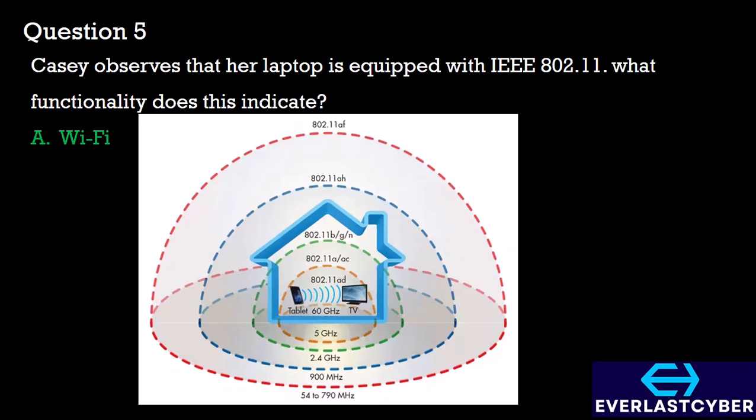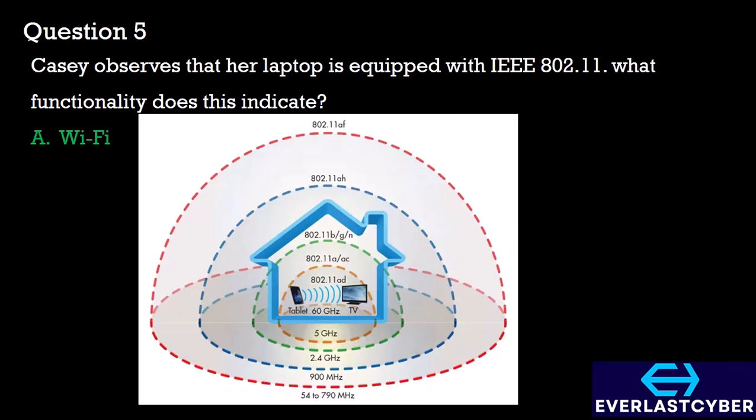IEEE 802.11 is a set of standards for wireless networking and it is commonly known as Wi-Fi. This functionality allows devices like laptops to connect to wireless networks as well as to access the internet or other network resources without the need for physical cables.